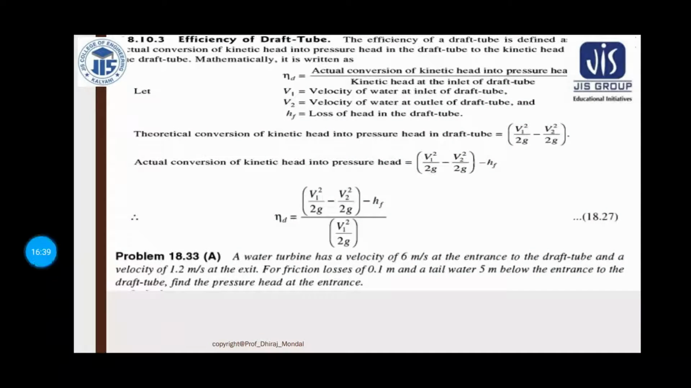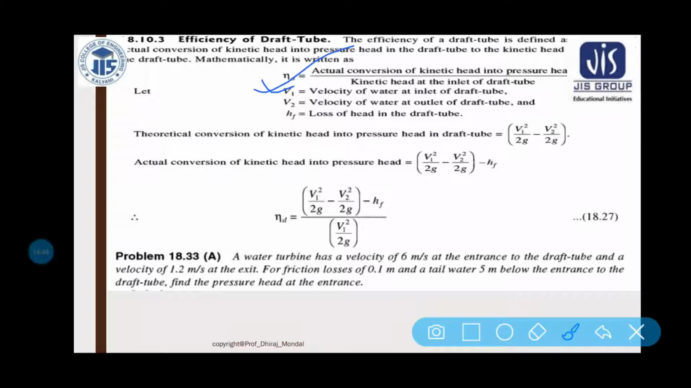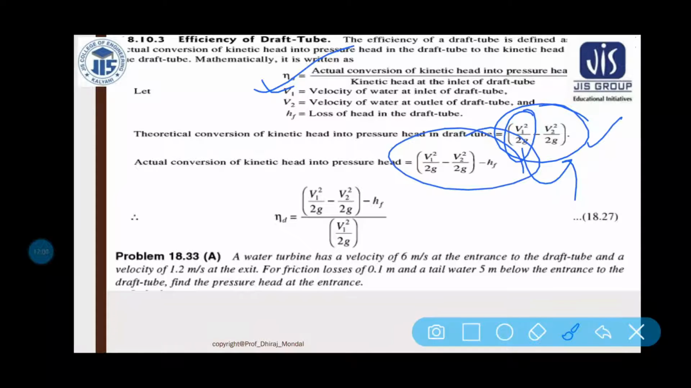Now the efficiency of the draft tube, what is the efficiency? Efficiency of the draft tube is the actual conversion of kinetic energy into pressure head, divided by the kinetic energy at the inlet. You know the actual conversion of kinetic energy is what? V1 square goes to V2 square, so it is V1 square by 2g minus V2 square by 2g minus HF. Why HF? This is frictional loss. So this is the actual conversion of the kinetic energy.